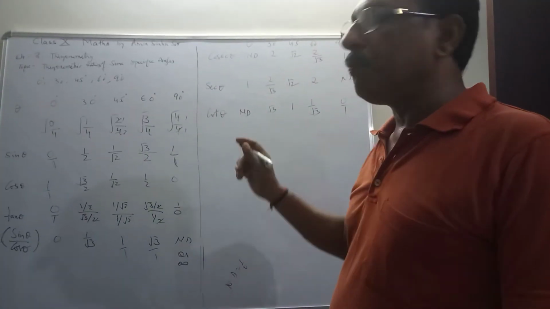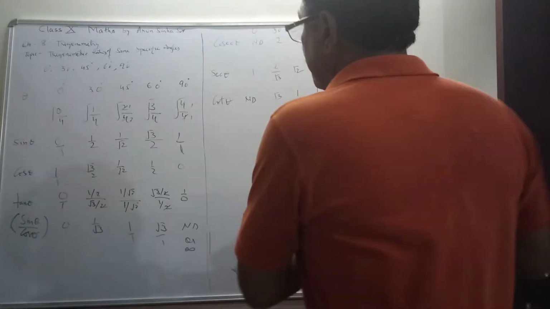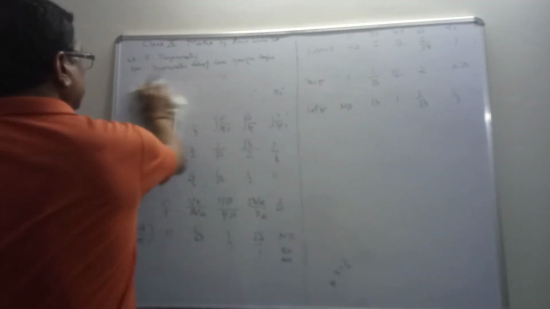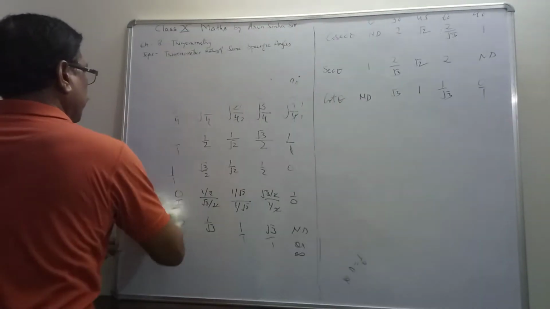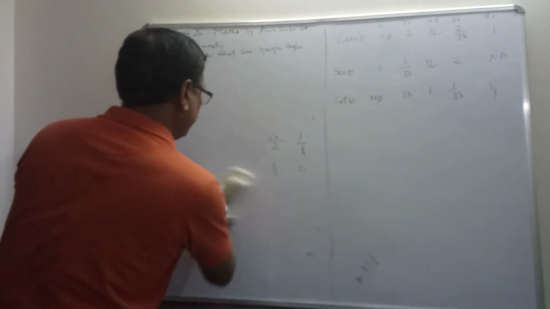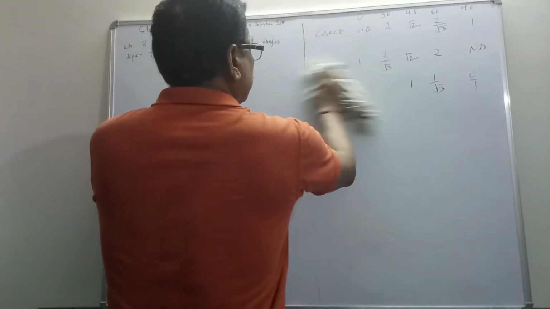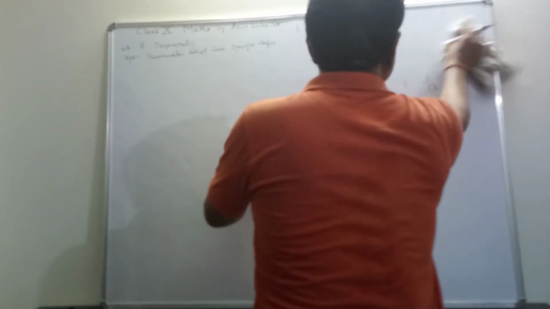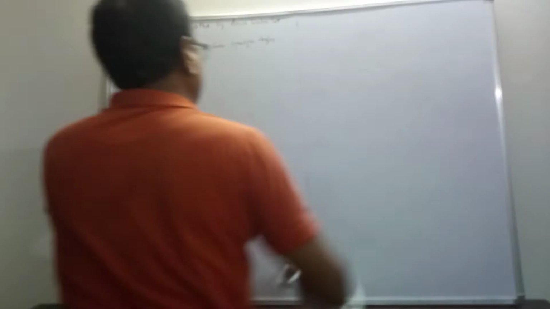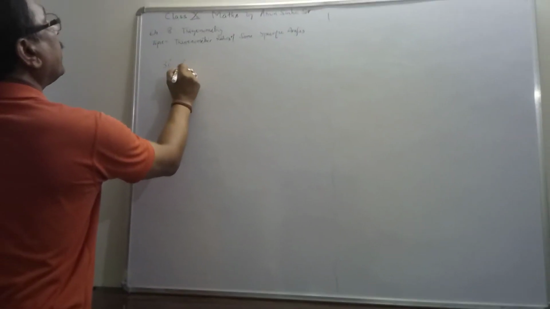So now we are going to prove all these angles. In short, you can see. So see the values, children. First thing, we are going to prove for 30 degree and 60 degree.